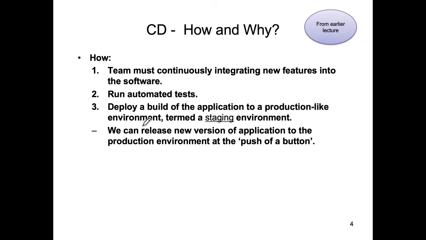So we deploy a build of the application to a production-like environment called the staging environment. And what I'm saying here is that once you've deployed it to the staging environment, then the decision as to whether it should also be deployed to the production environment is either a manual decision or it's automated. And that's the distinction between continuous delivery and continuous deployment. So we can release the new version of the application to the production environment at any stage, but whether that happens or not depends on whether you want to follow continuous delivery or continuous deployment.